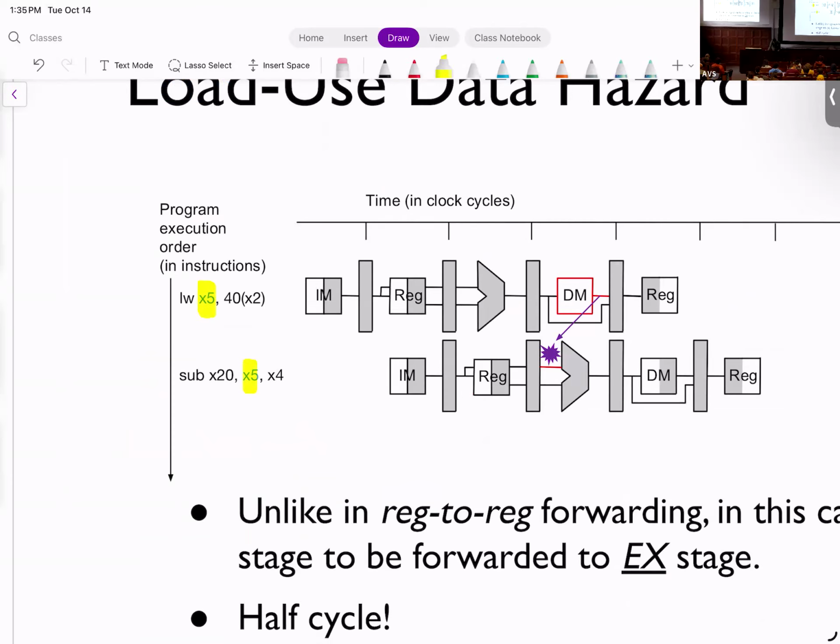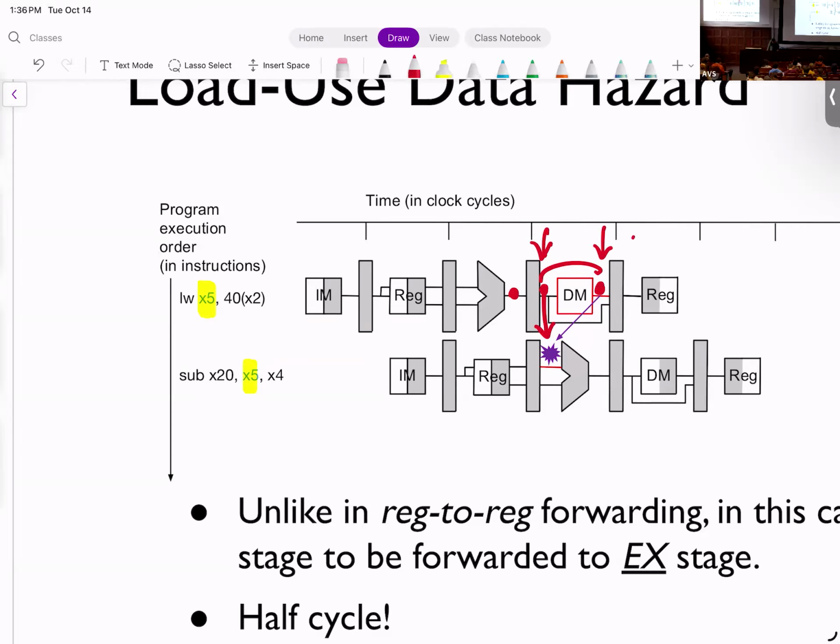Since the value is not available here, I cannot forward anything here. I can only forward things once I read from memory, okay? And then I can forward, but I need it at the beginning, right? So I need it at the beginning of this cycle, but I only have this value at the end of that cycle. So I cannot do the forwarding here.